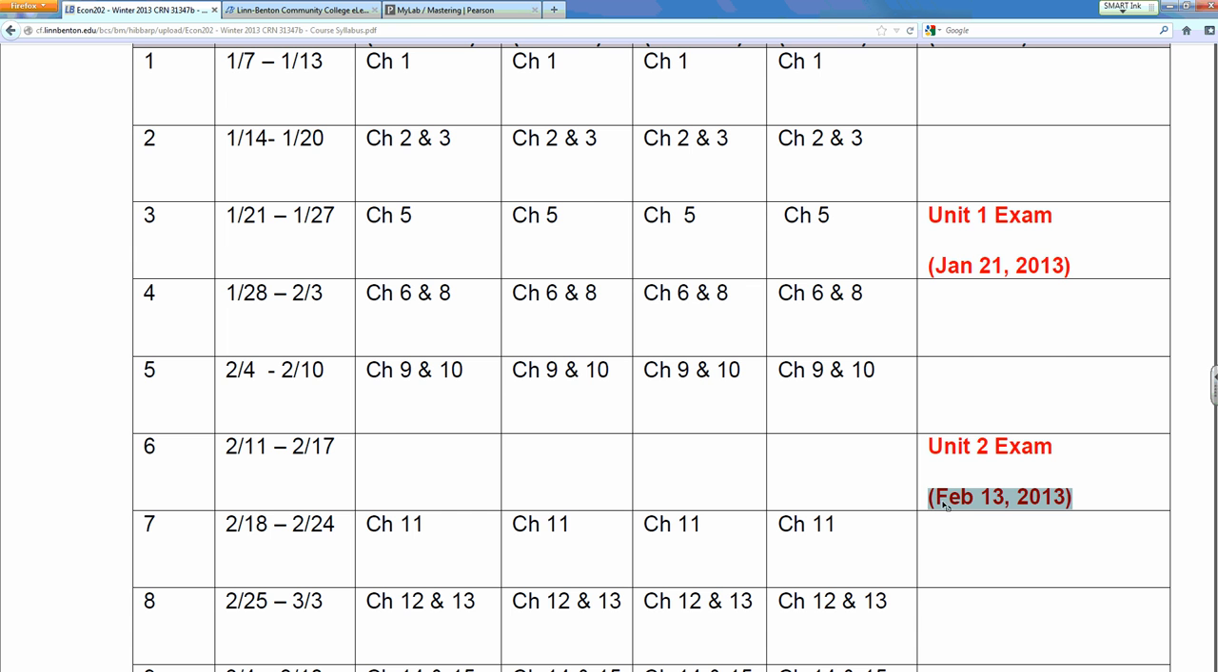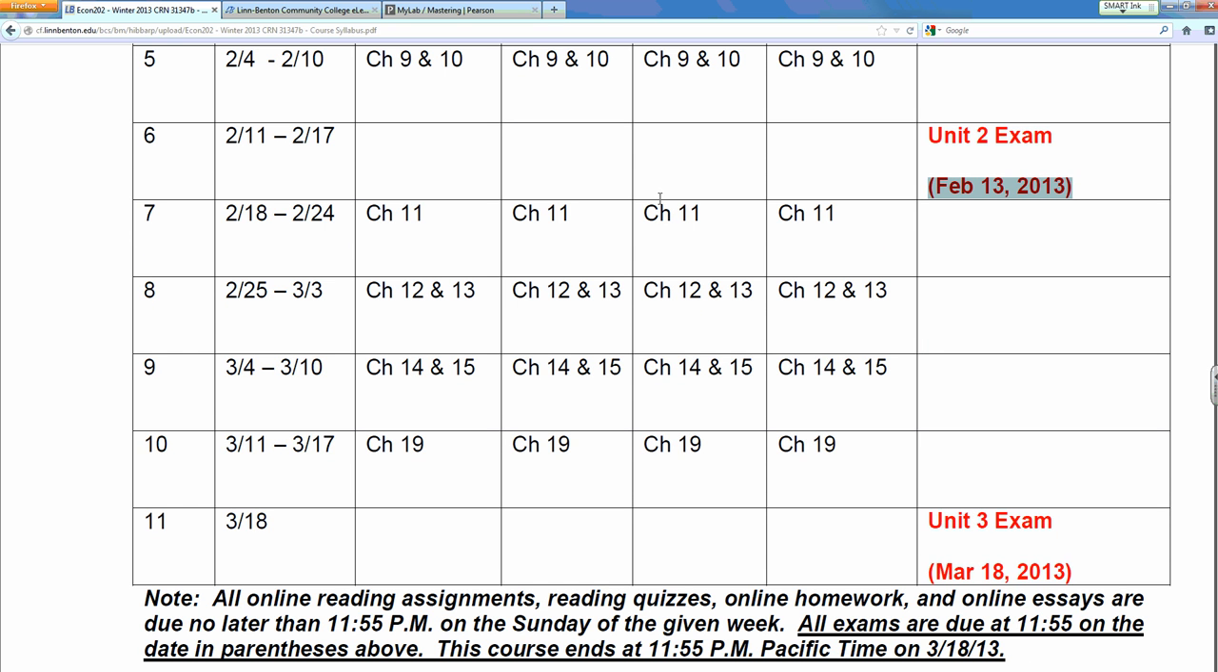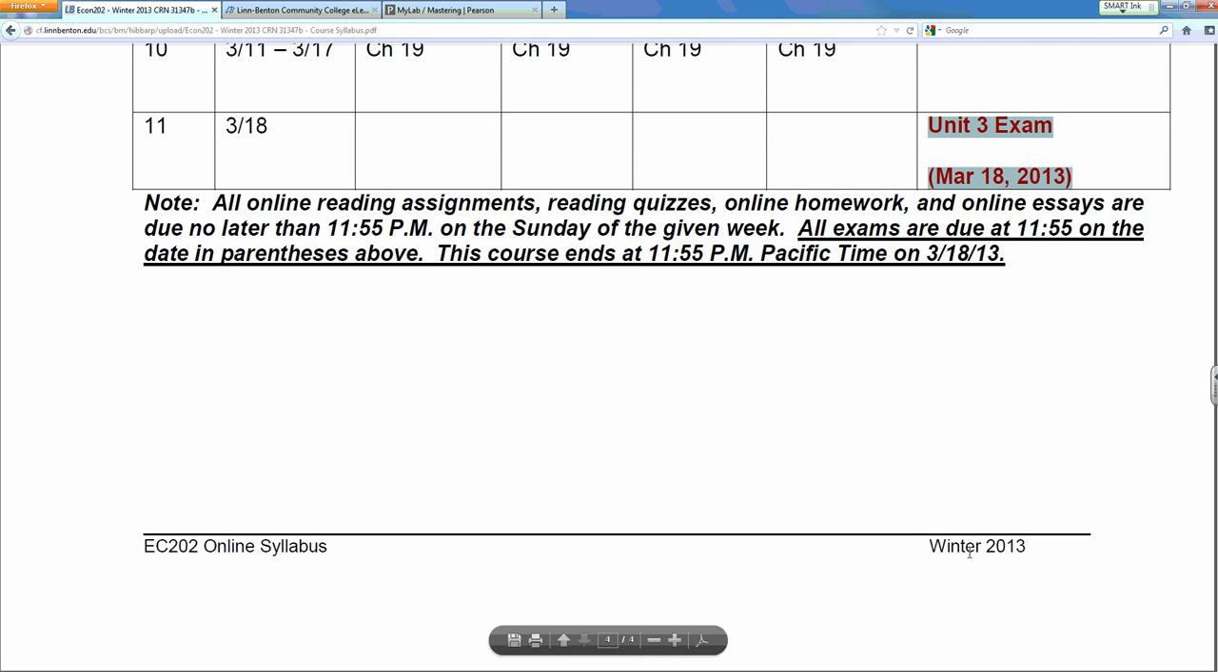on February 13th. And finally, if you scroll through, you can see all these other weeks and the assignments for those weeks. And your final is on March 18th, 2013, and that's also due at 11:55 p.m. on that date. Okay, the rest of the syllabus is easy enough. I'll let you read it on your own.